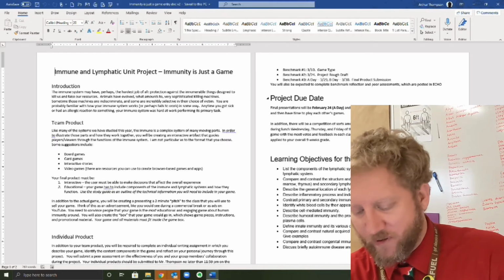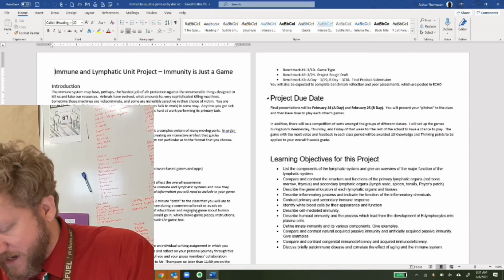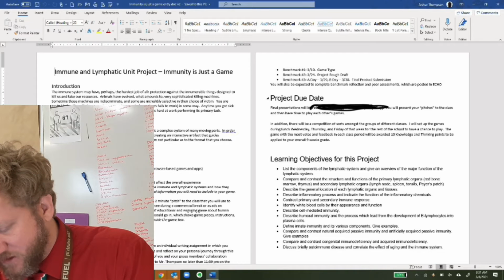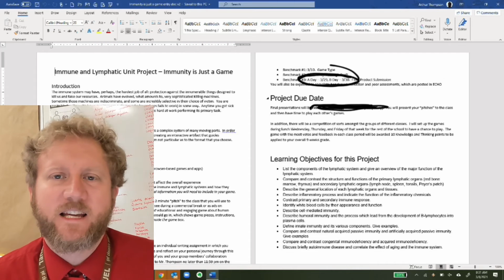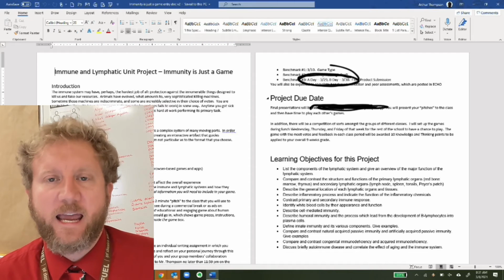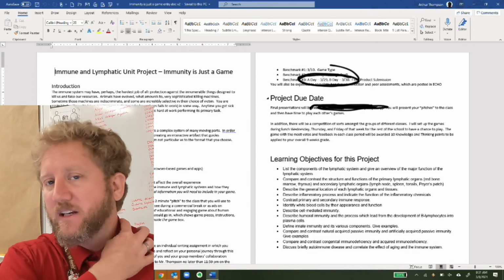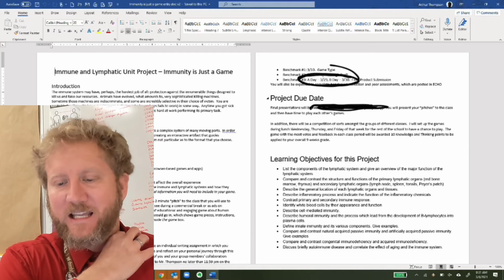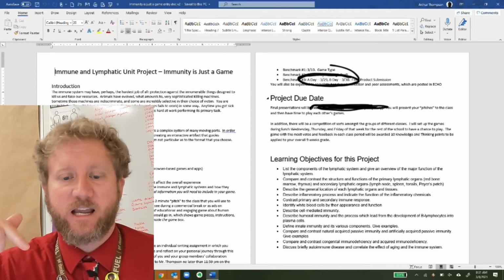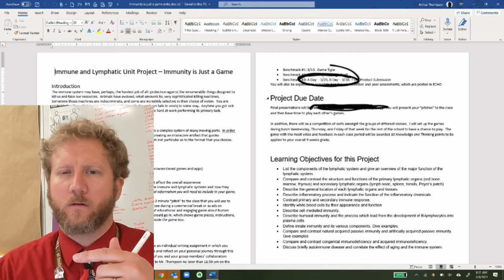Presentations will take place on the 29th and the 30th, not the 24th and the 25th. I apologize, folks. I was in a hurry to make this. So presentations will be on the 29th and the 30th. When you check back into Echo, you will see the updated dates in this entry document.